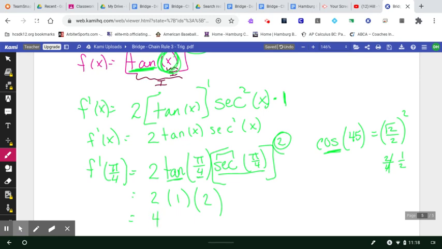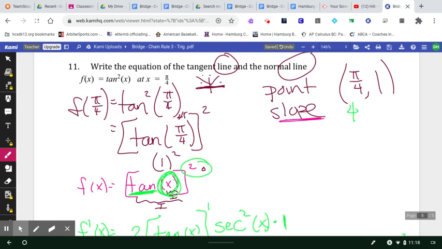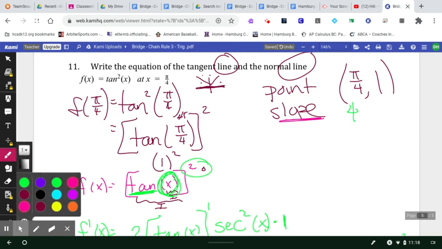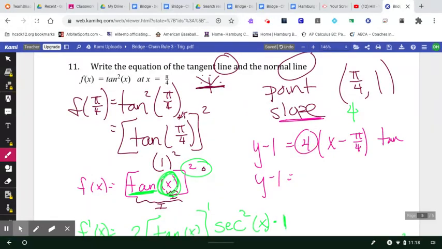So if I'm writing the equation of just the tangent line, my slope is 4. So let's go ahead and put it all together here. y minus y1 equals the slope times x minus x1. And I'll just be clear that that's the tangent line. Then if I want the normal line, the only thing that's switching is that slope, and it's the opposite because it's perpendicular, so negative reciprocal, x minus pi over 4 for my normal.